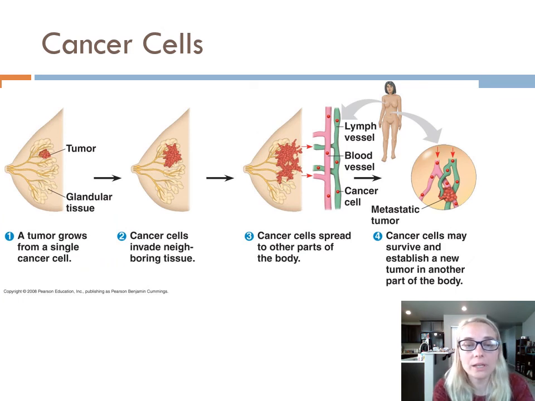Now, when we take a look at cancer cells, here's an example of a tumor growing in breast tissue. Again, it could be a random mutation, it could be an inherited gene mutation, it could be exposure to carcinogens, something that could trigger a mutation in any one of those regulatory genes. And the cells of the breast start growing out of control, and they're growing on top of each other. They're invading other tissues.